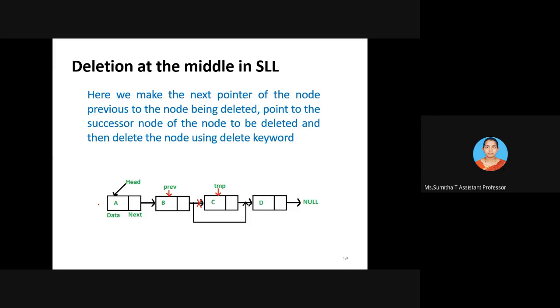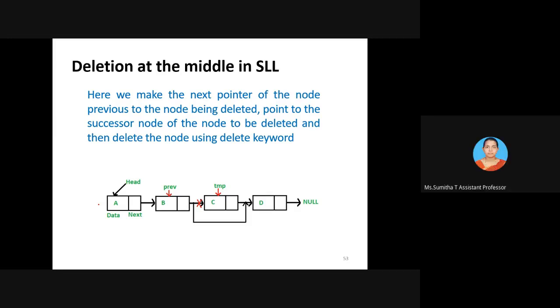Ma'am, we should identify which node we want to delete. Then we should change the pointer field of the previous node to the successor of the deleted node. Then that's all, ma'am. We should delete the node which we don't want using free.